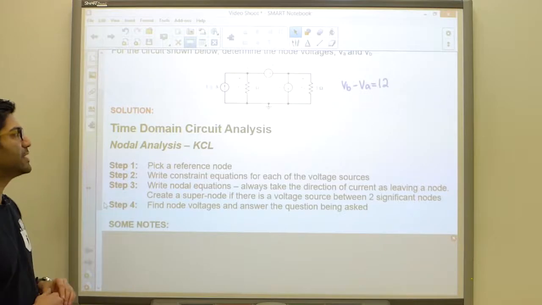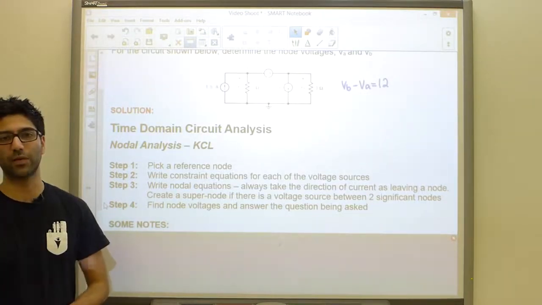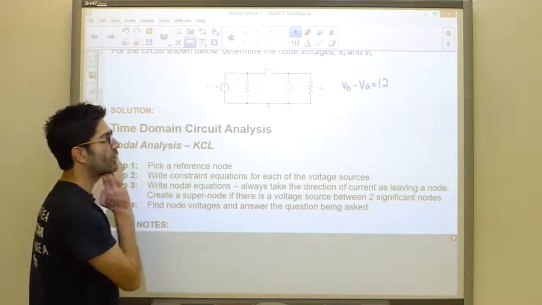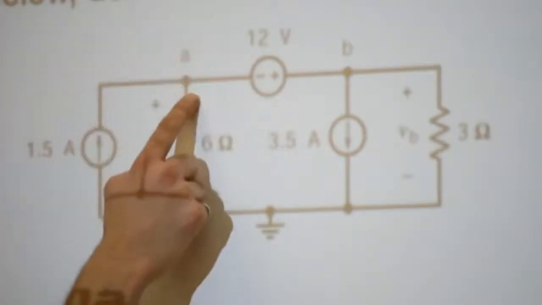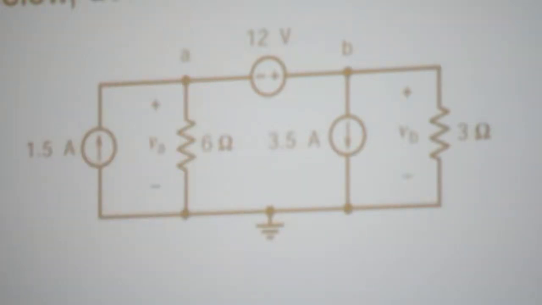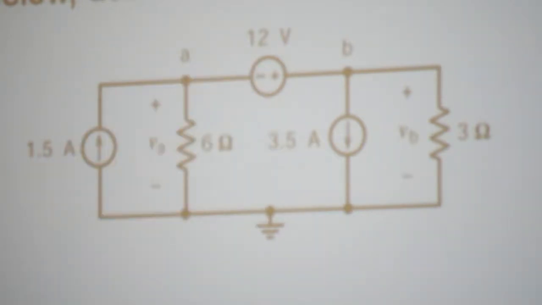Before we continue, guys, I want you to be absolutely clear about something. When you are trying to calculate the current at any given node, let's say node A, you can encounter really one of three things. There's either going to be a current source, or a resistor, or a voltage source. Those are the three possibilities.